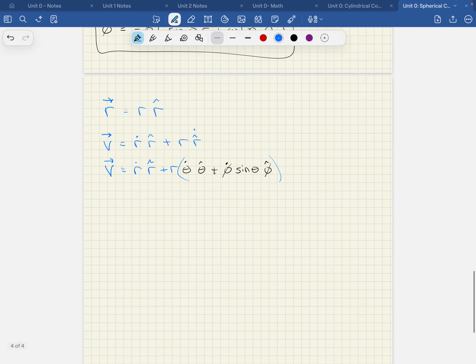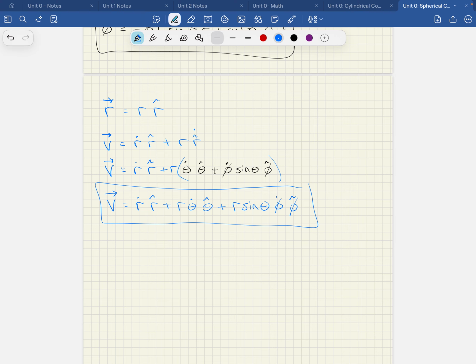Okay, so V is equal to r dot r hat plus r theta dot theta hat plus r sine theta phi dot phi hat.